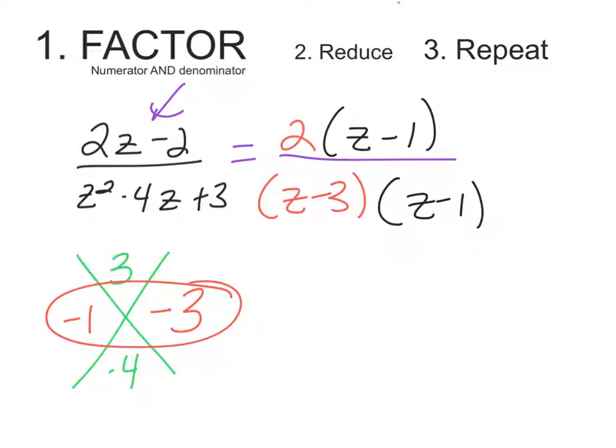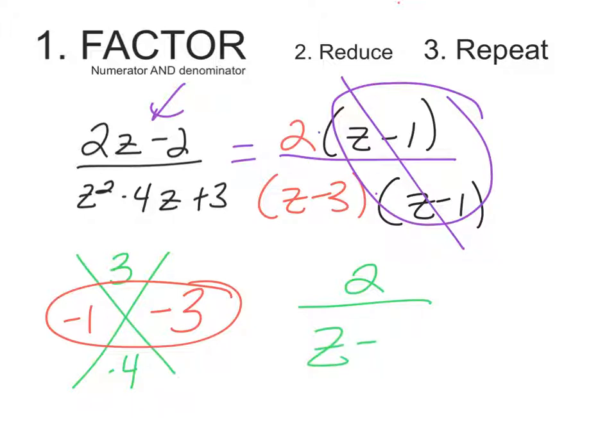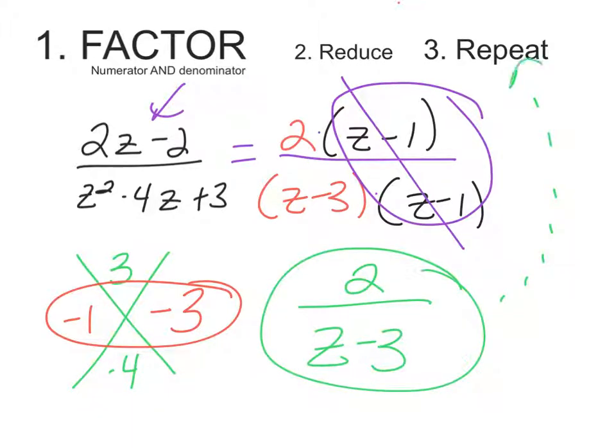and then my next factor would be z minus 1. So now I go back to the original context of the problem, and I see that there's only multiplication on top and there's only multiplication on the bottom, and I do see that they have a common factor of z minus 1. So my final answer is going to be 2 over z minus 3. I know that's my final answer because when I'm trying to repeat my process, there is no way for me to factor 2, and there is no way for me to factor z minus 3, so I can't get factors, so there's no factors to reduce.